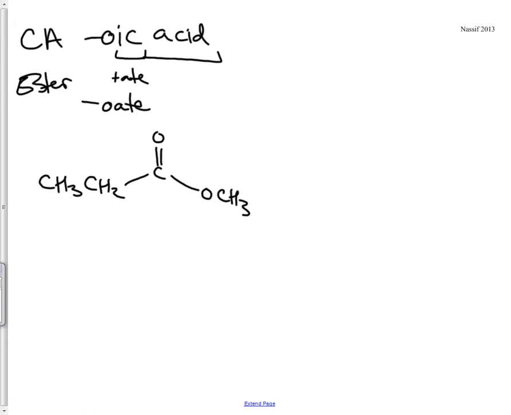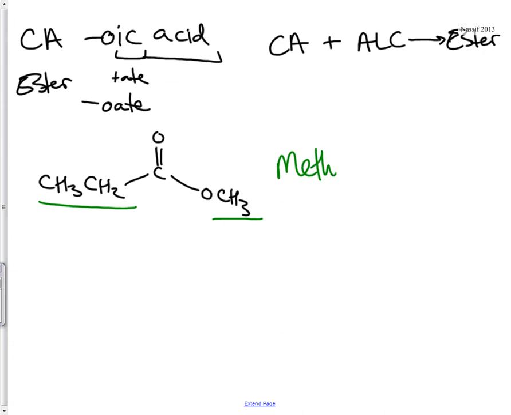So remember, how are esters made? A carboxylic acid plus an alcohol gives us an ester. This reaction is important for understanding how esters are made. Let's see what groups we have. Attached to this molecule, we have an ethyl group and a methyl group attached. So, an ester has two parts, the first name and the last name of the ester. The name of this molecule is methyl propanoate.